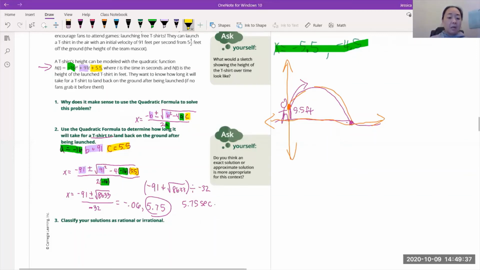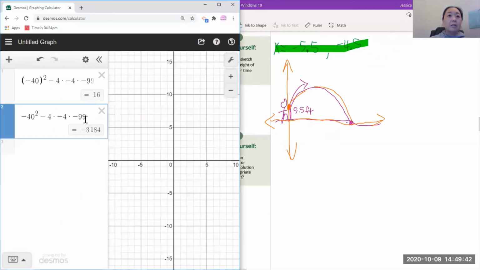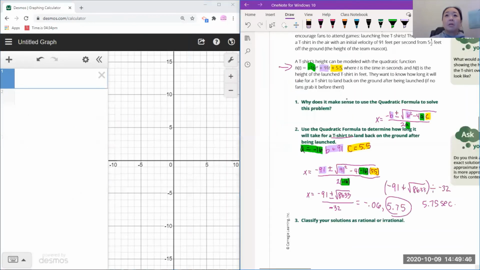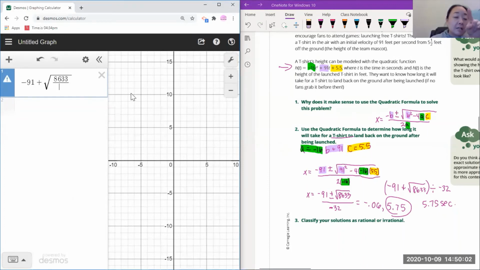On Desmos, let me try Desmos again. So if we're going to go to Desmos, one more time: -91 plus square root. If you type SQRT, it'll also give you the square root. I don't know if you knew that, but you do now. And if I just hit divide here, notice that it's inside the radical, and that's not what I want. I want to divide the whole entire thing, because over here, I'm dividing the whole entire thing, right?